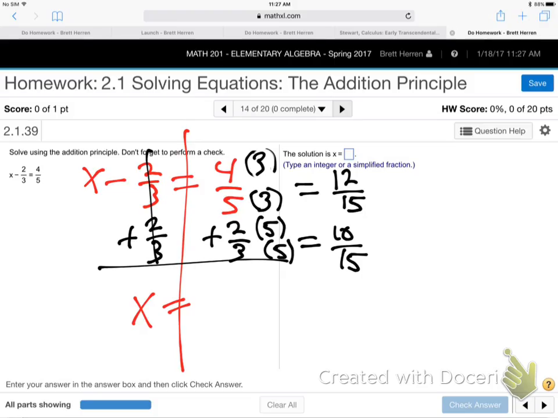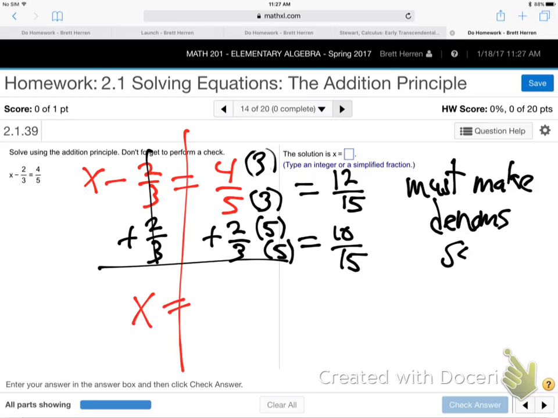And then see here, both denominators. You can't do anything until the bottoms match. Yeah, I don't know if I've said that clearly. You must. Let me write that as a note. We must make the denoms the same. Yeah, we have to do that.